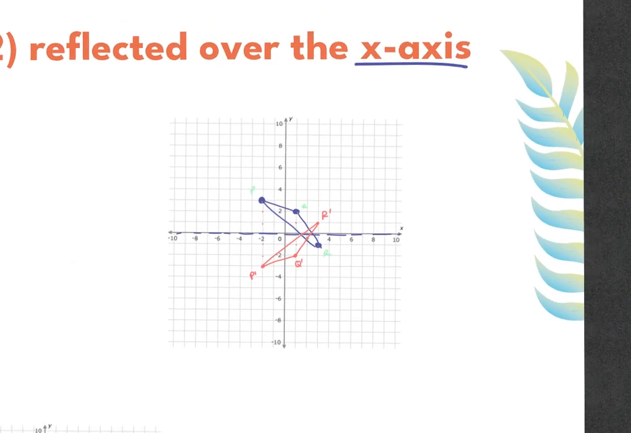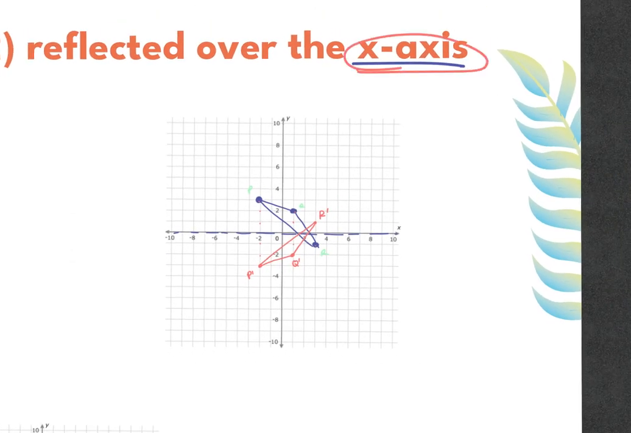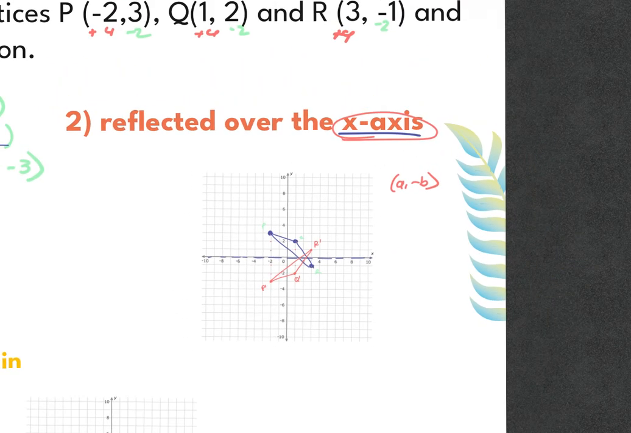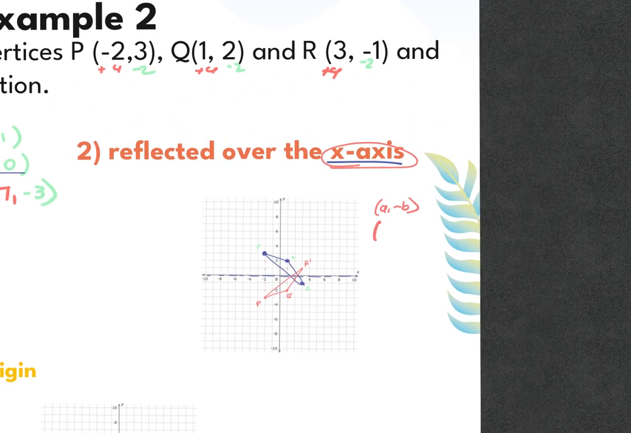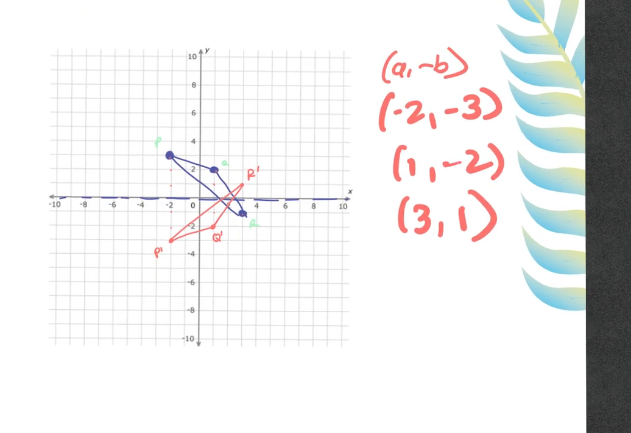Or I can go back to the rule, which I think is easier to do, I could go back to the rule about the x-axis, which is A, negative B. So if you remember the rule, great. If you don't, you can always count it. But A, negative B says take those values and just change the sign on B. So negative 2, negative 3, 1, negative 2, and 3, positive 1. And those should match all those points we just found. Negative 2, negative 3, 1, negative 2, and 3, 1.